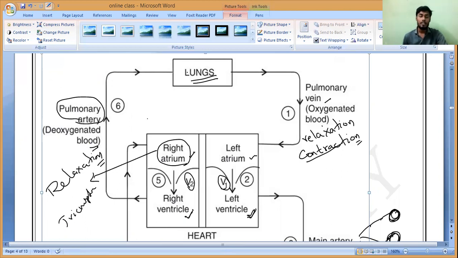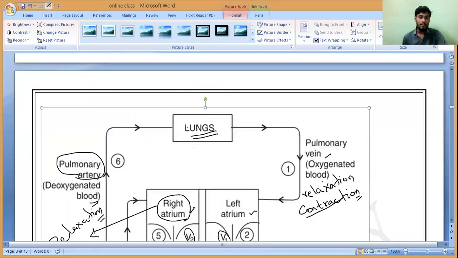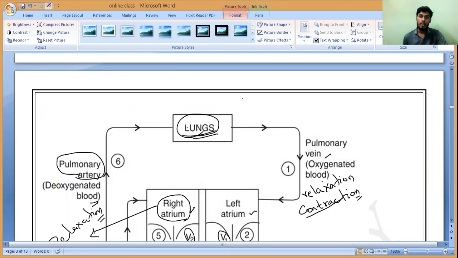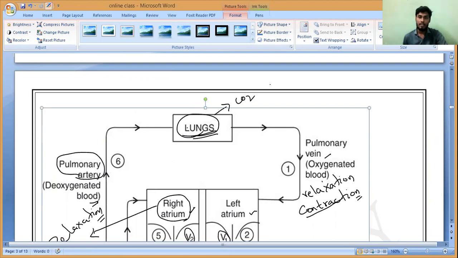What should we call this blood? Deoxygenated blood is pumped to the lungs. Now finally the blood has reached the lungs. The carbon dioxide is released and the blood is filled with pure oxygen, pure O2.